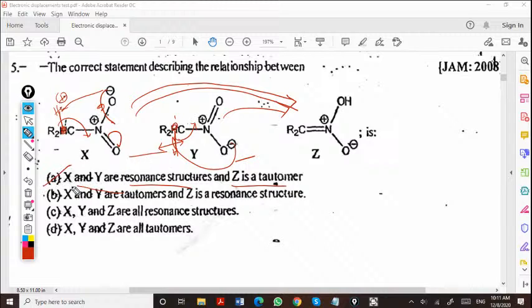So option A is correct. If you're not able to understand, just go with the tautomers definition and the resonance structures definition so that you will be able to understand.